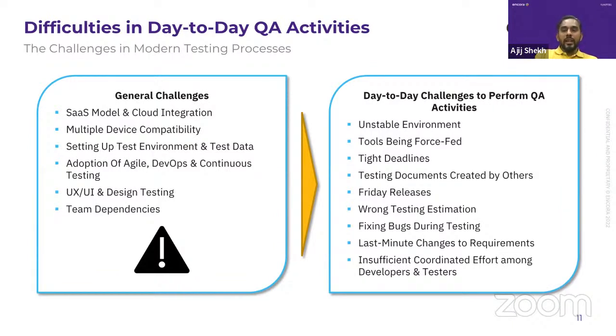And the last point is insufficient coordinated effort between developers and testers. Definitely, if something is missing between the developer and tester, and we have missed some discussion from the requirement side, we miss some points of view, and definitely we get some blocker issues. So these are the difficulties in day-to-day QA activities which are challenging our modern QA process. Okay.